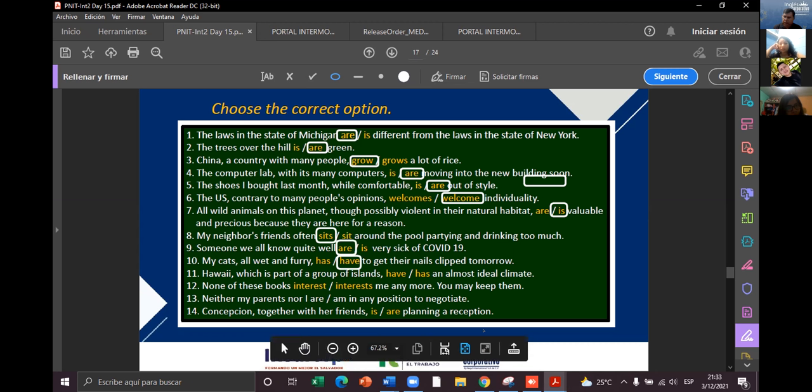Okay. Which is part of a group of islands. Islands. Has almost ideal climate.